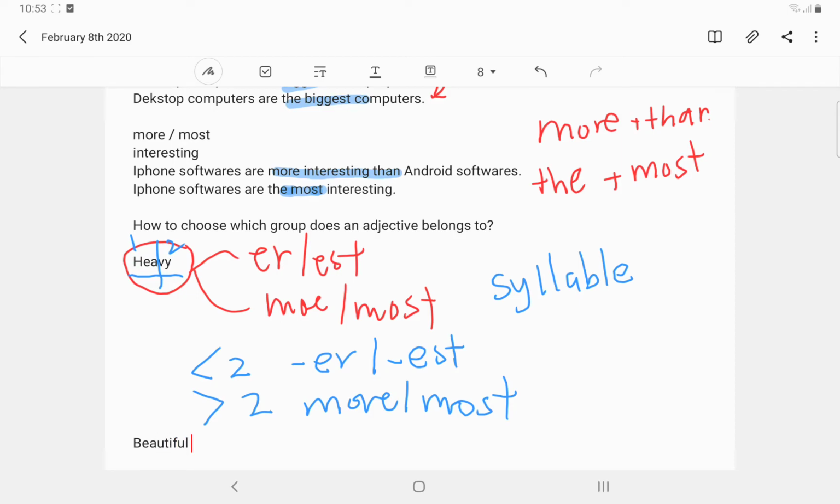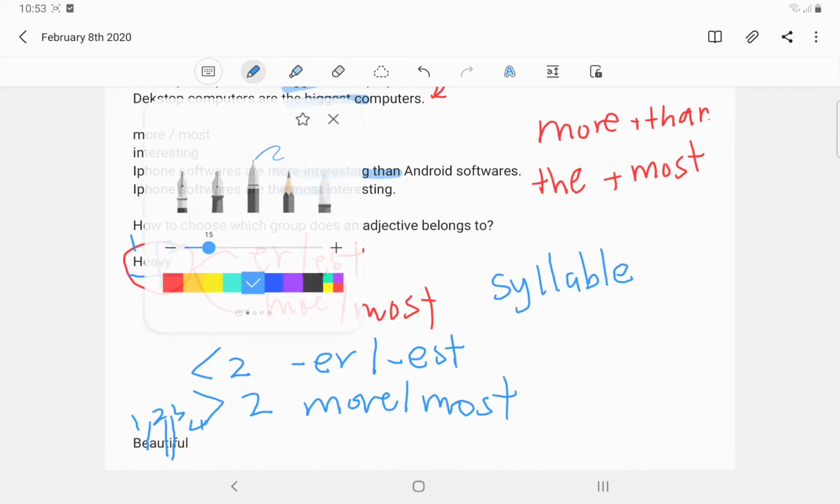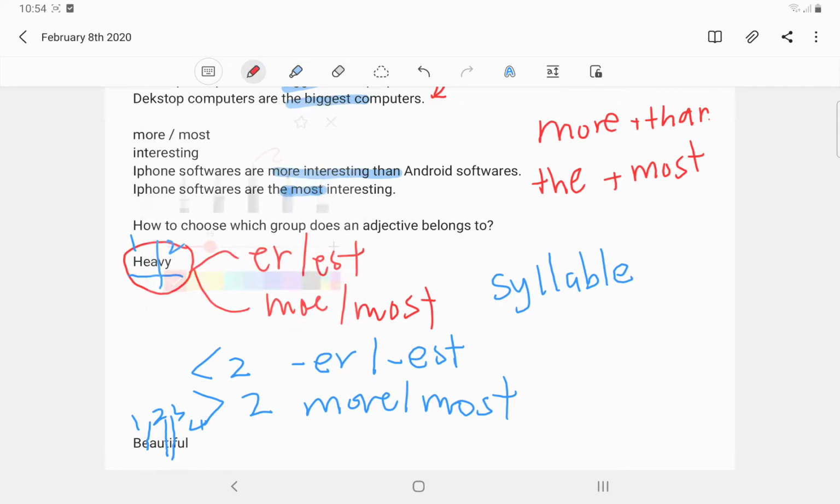So for instance, contoh lain yang senang adalah perkataan beautiful. Okay, so beautiful. Dia yang mana? Dia yang more dengan most. Kalau you tak sure, kita tengok kepada bilangan syllable. B-U, T-I, full. So dia ada 1, 2, 3, 4 syllable. So bila dia ada 4 syllable, dia akan masuk kepada kumpulan yang kedua.